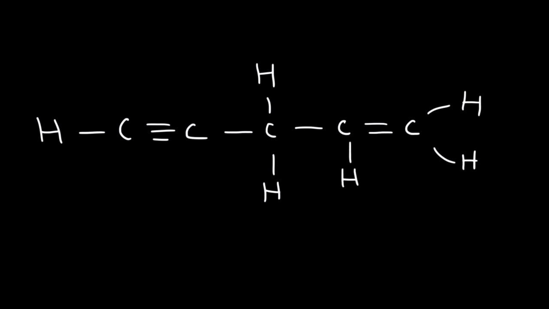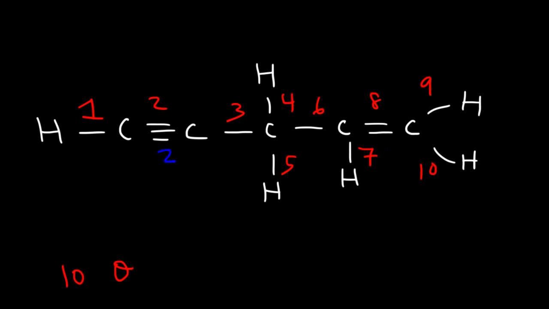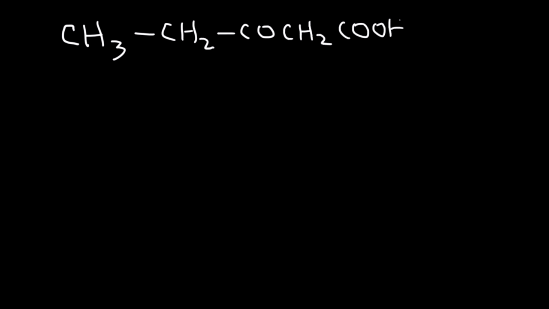How many sigma and pi bonds are in this structure? So let's count the sigma bonds. 1, 2, 3, 4, 5, 6, 7, 8, 9, 10. So there are 10 sigma bonds. Now, how many pi bonds do you see? A triple bond contains 2 pi bonds. A double bond contains 1. So we have a total of 3 pi bonds. So here's the challenge problem. Determine the number of sigma and pi bonds in this structure. So feel free to pause the video and work on this example.